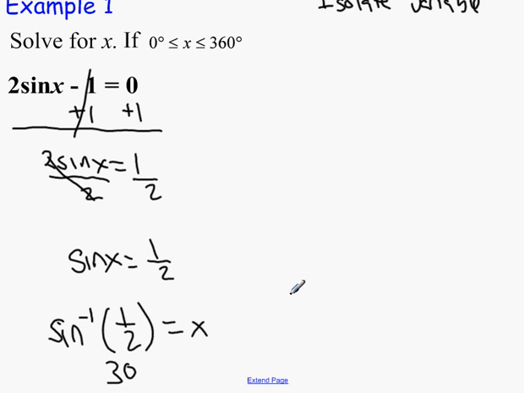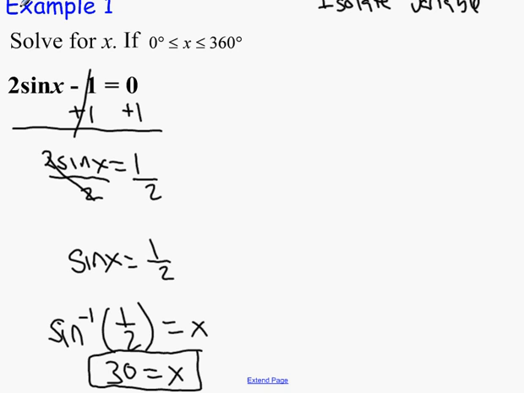Now look, that's not the only value of x. There are other values of x that have a sine of 1/2. We just have to find them. So we're only halfway done, okay?